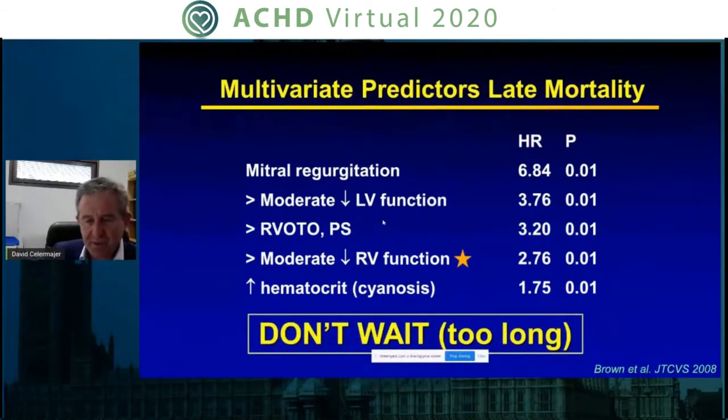And as the Mayo folks say, and I think that's borne out by most centres that do a lot of this, including Cleveland Clinic and Toronto, not waiting too long, especially if there's an operation that can be done at very low perioperative risk.